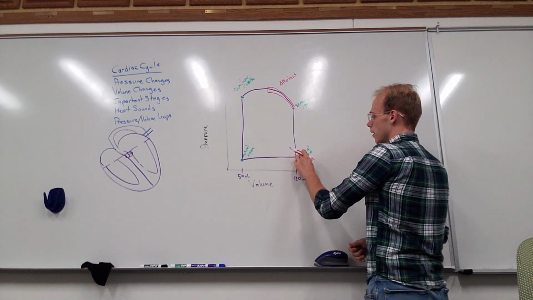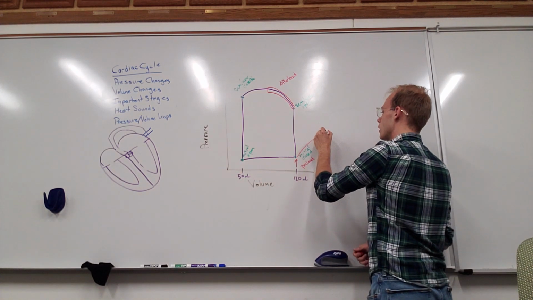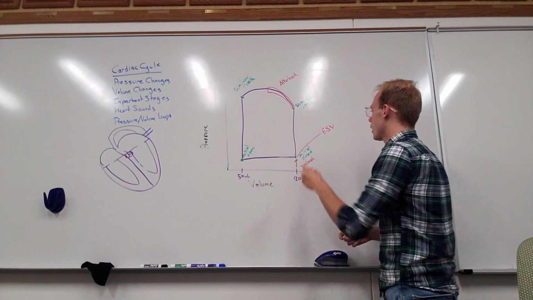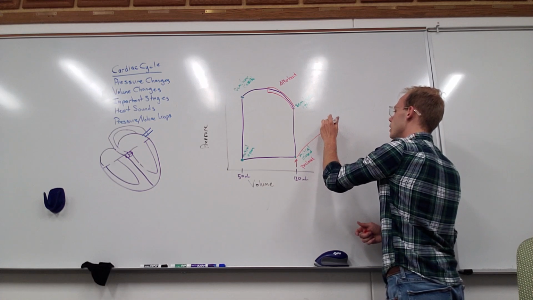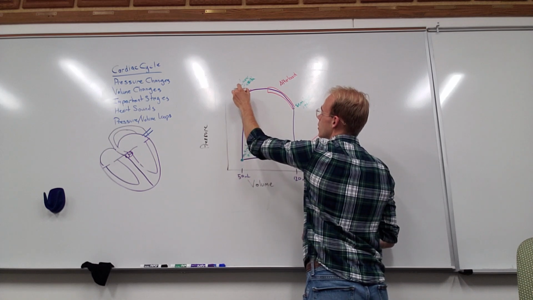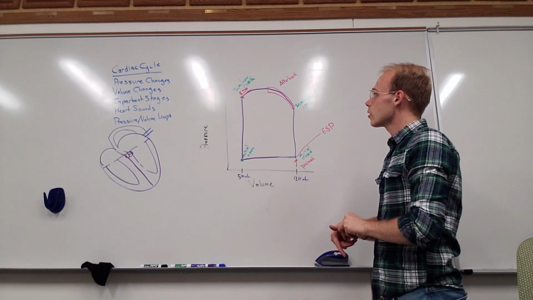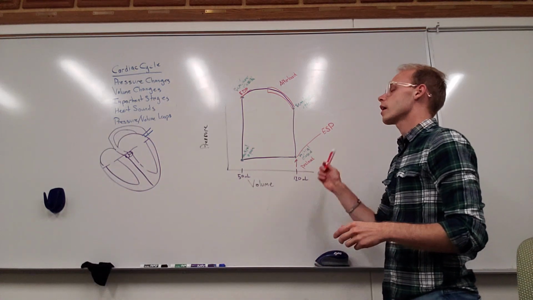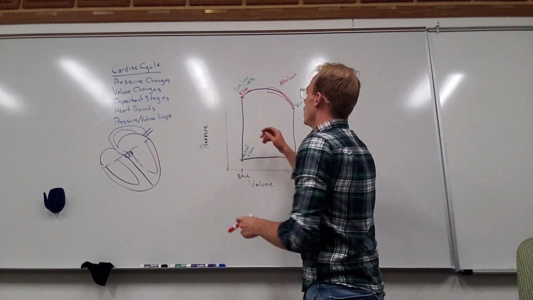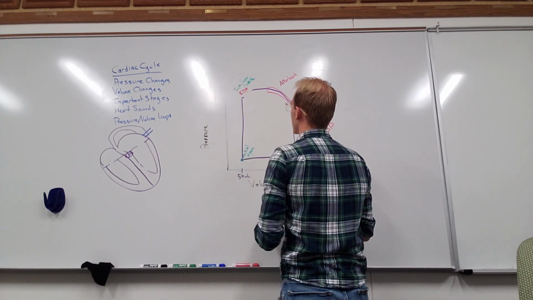Right here, I'm gonna erase this. So here, this is our ESV, or end systolic volume, or ESP, end systolic pressure. Here, this right here is our EDP or EDV, end diastolic pressure or end diastolic volume. So those are super duper important to understand.